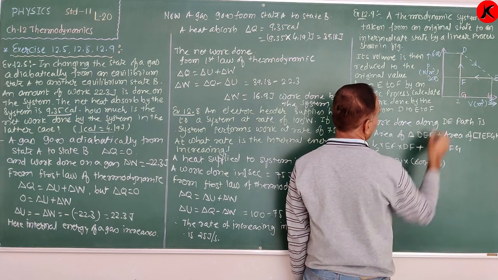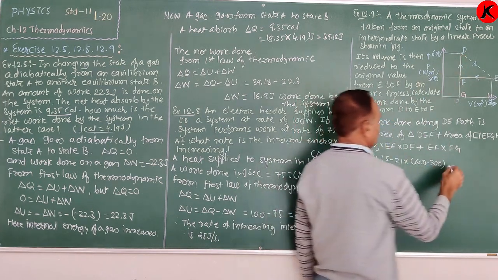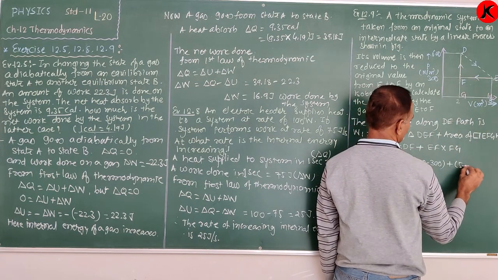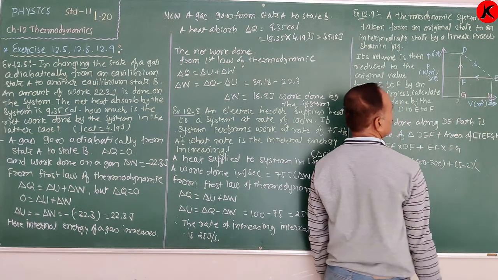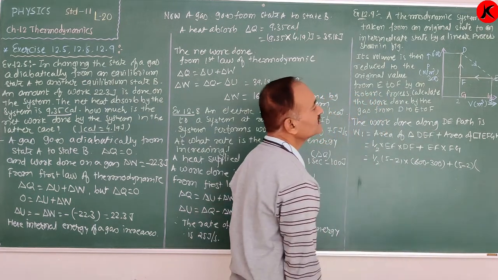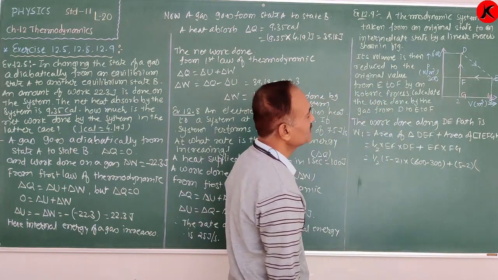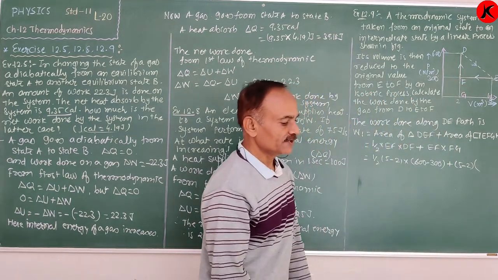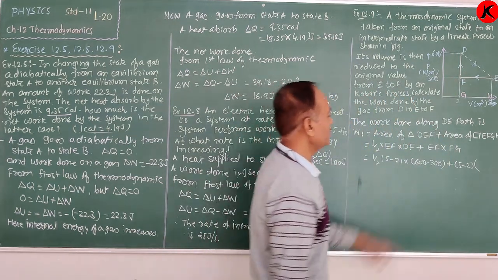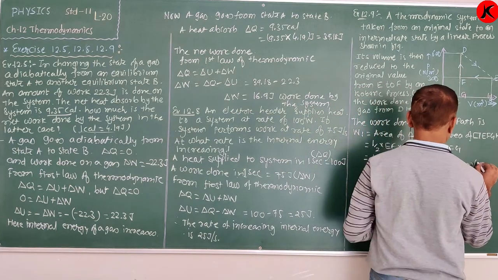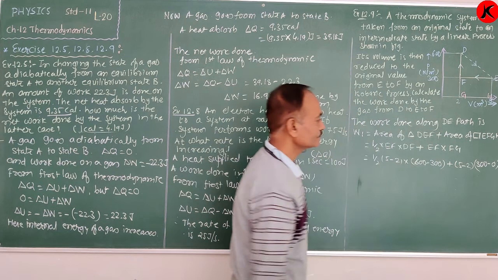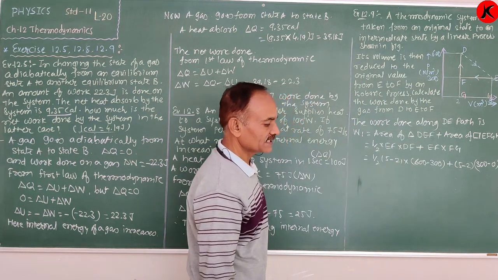600 minus 300 plus EF, E to F, 5 minus 2, and now F to G. F to G is equal to 0 minus 300, that is 300 minus 0.